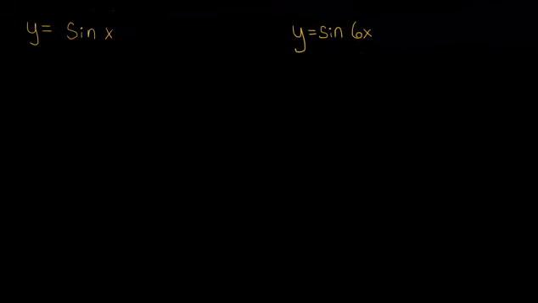Here's some trig stuff. So we have sine x and then we have sine 6x. Which one do you suspect might follow a chain rule and which one might not? Look really carefully.